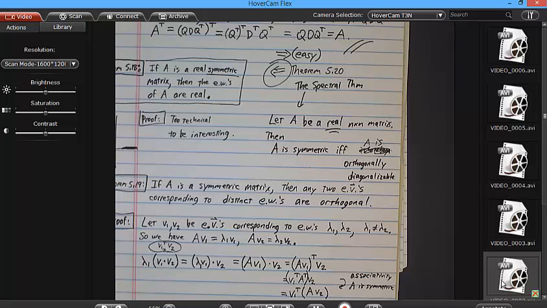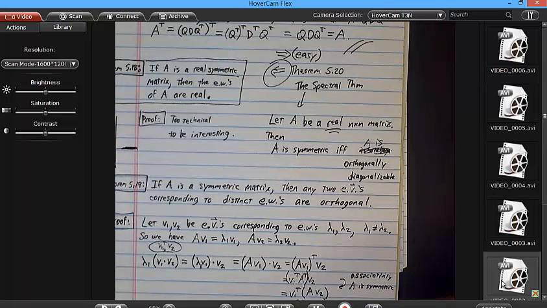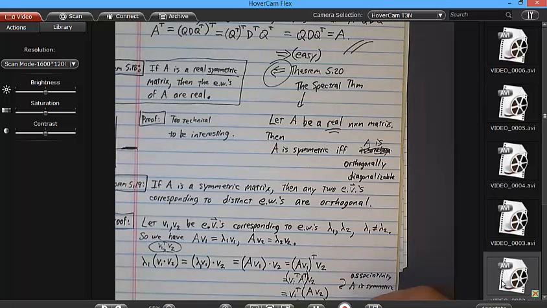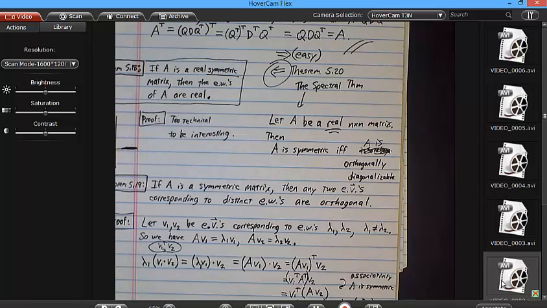Now what do you think I'm going to do with AV2? Let's call it lambda 2 V2. V1 transpose, lambda 2 V2. And now, I'll pull the lambda 2 out front. So what I have is lambda 2 V1 transpose V2. And that's lambda 2 V1 dot V2 if you want. Okay, because again, transpose means dot.